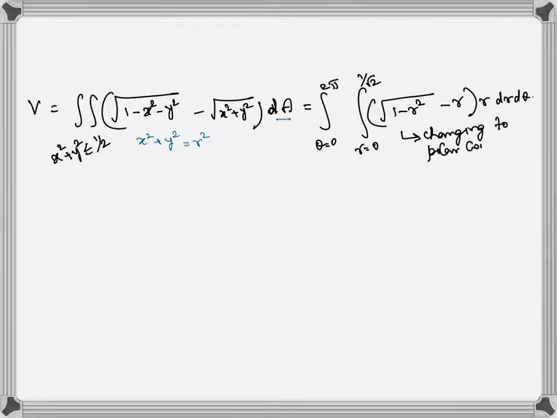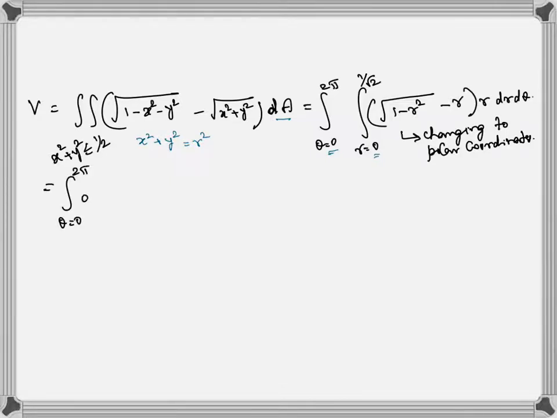So changing to polar coordinates, this is the integral we have to solve now. Note here, we are changing to the polar rectangle because both r and theta have finite limits. That makes our computation very easy.